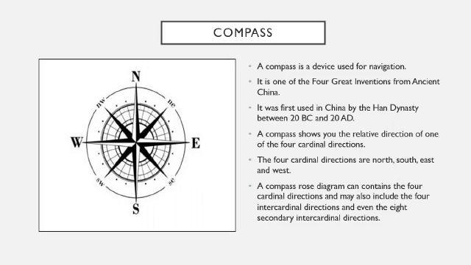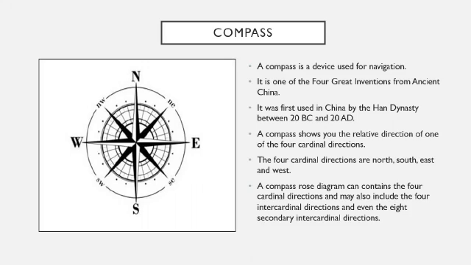Now, let's get into greater detail about what the compass is and how it's been developed, and what is its purpose in our lives. A compass is a device used for navigation. It is one of 4 great inventions from ancient China. It was first used in China by the Han Dynasty between 20 BC and 20 AD. A compass shows you the relative direction of one of the 4 cardinal directions. The 4 cardinal directions, as mentioned, are north, south, east, and west.